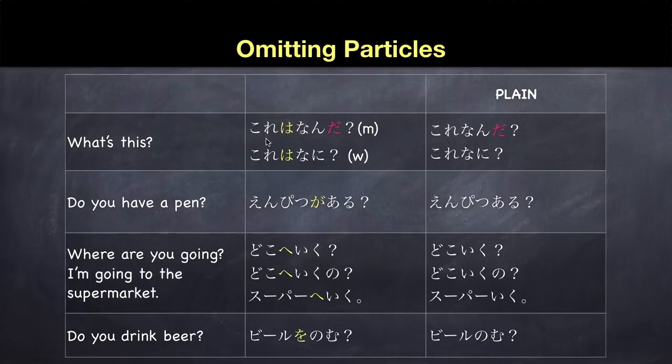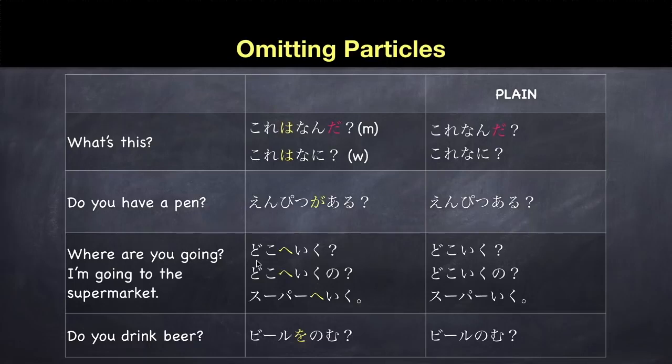What's this? Kore wa nanda? So adding da makes it a bit rough, so it's mostly used by males. You can drop wa and just say kore nanda, or kore wa nani? So this sounds a bit feminine, so used by females. So you can drop wa and just say kore nani? Another example, do you have a pen? Enpitsu ga aru? So here we can drop particle ga. Enpitsu aru?